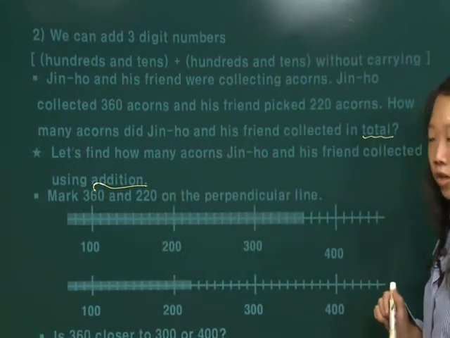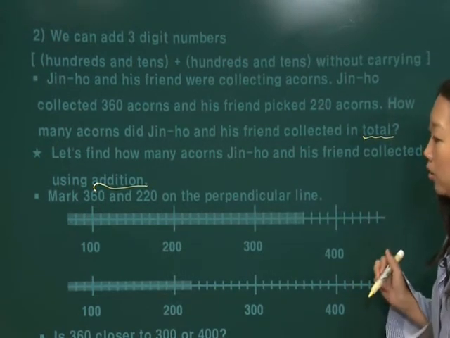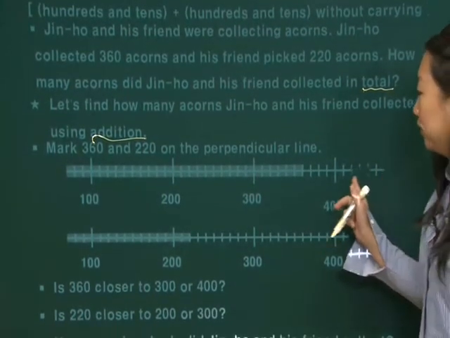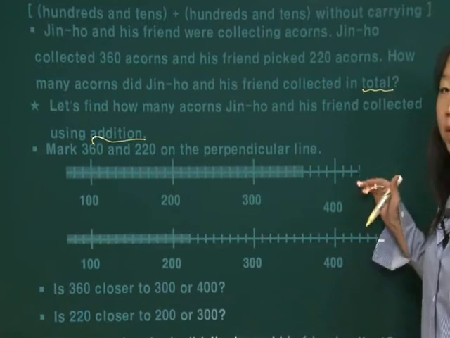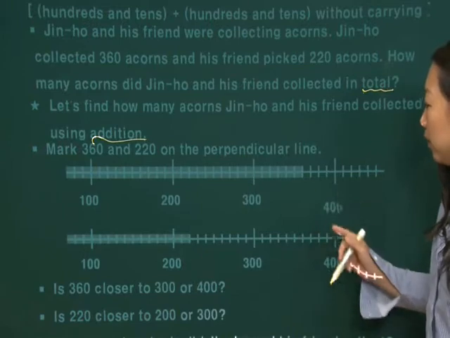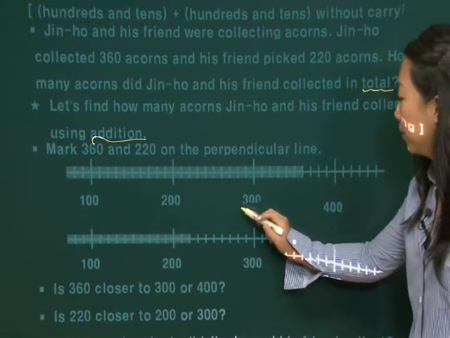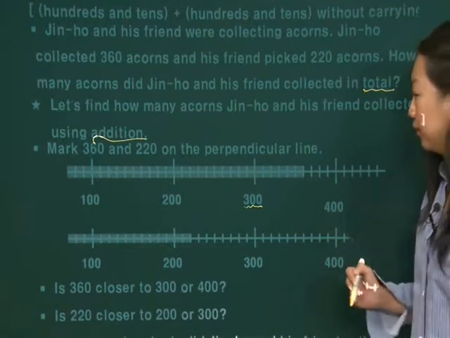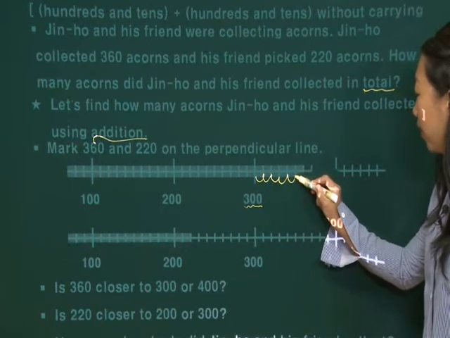So how about if we look down here? It says, mark 360 and 220 on the number line. For those who don't know what the number line is, this is the number line. So what do we have to do? We have to mark 360 and 220. Let's start with the first one. Here we want to mark 360, right? Here we have 300. So how many do we move? It's 360, so we move 6 times. Let's count. 1, 2, 3, 4, 5, 6.